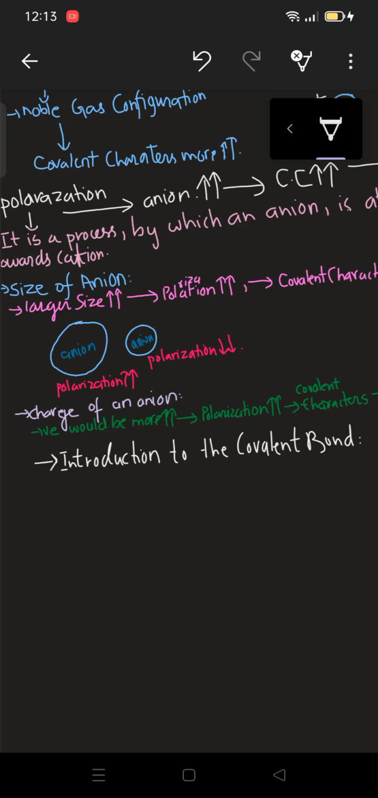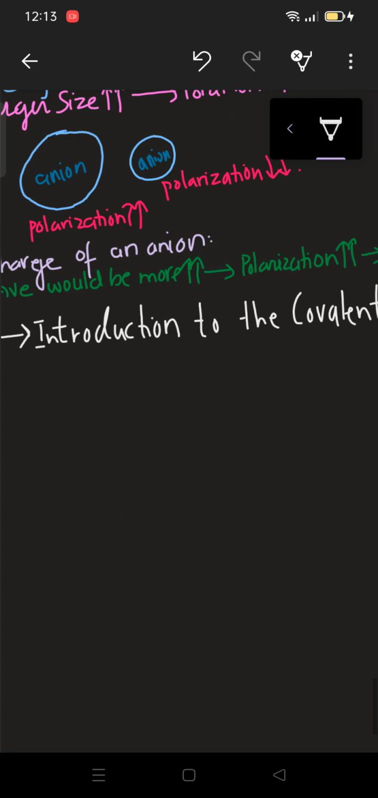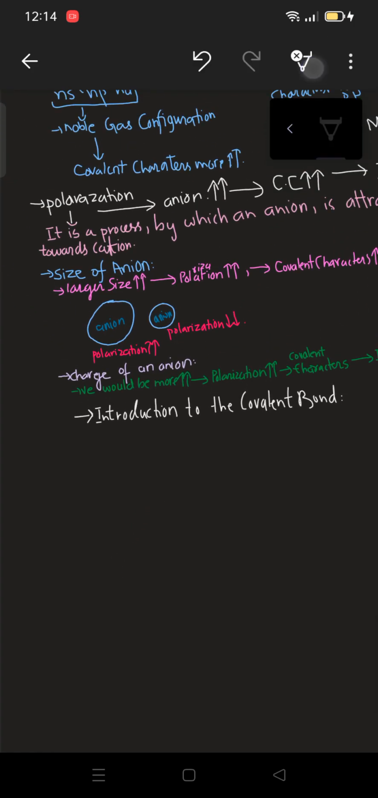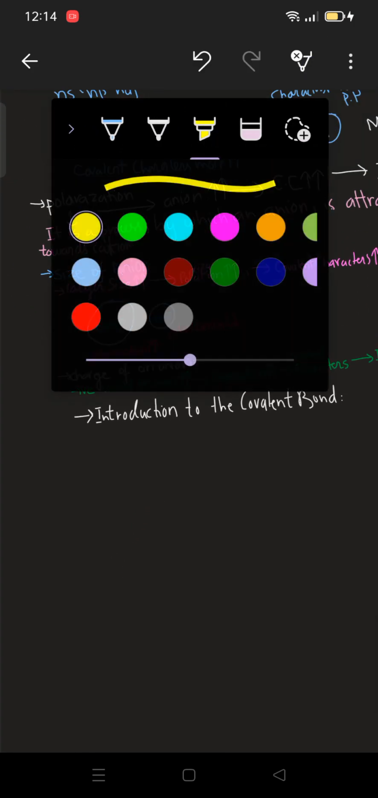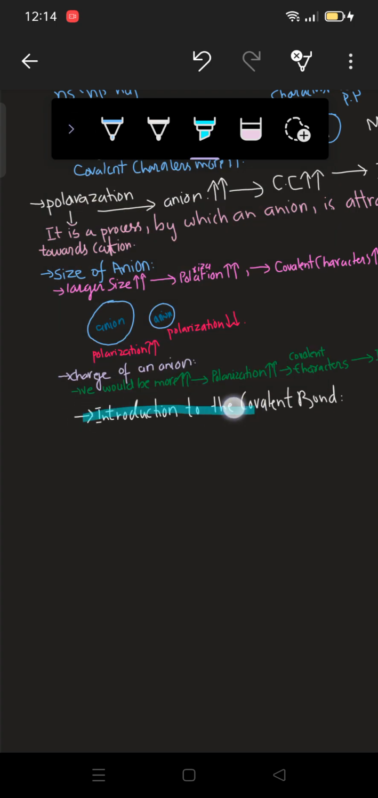So our main topics would be VBT, Lewis dot structure, MOT, VSEPR, hybridization, the main topic of it. All right, then hydrogen bonding. Everything is very interesting here in this chapter. So we're gonna understand each and everything in very detail. So yeah, today we are going to do an introduction to the covalent bond, right?